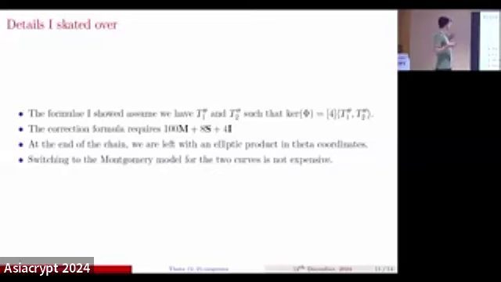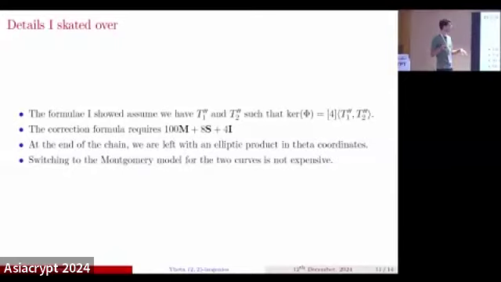And then at the end of the chain, you will end up in the splitting isogeny, which means that you will end up on this elliptic product, and this elliptic product is represented in theta coordinates. But for most of the applications in isogeny-based cryptography, you actually want to work with an explicit model for elliptic curves. To obtain this explicit model, you need some conversion formulae. I have not talked about these formulae, but they are not expensive and are not by any means the bottleneck.